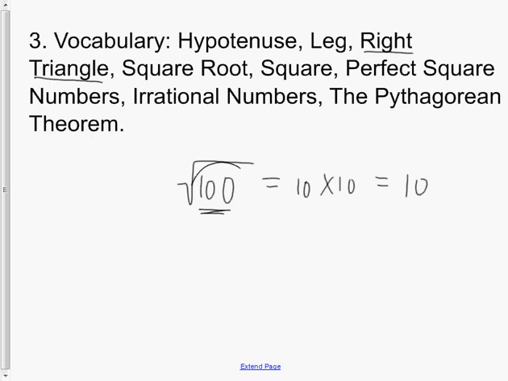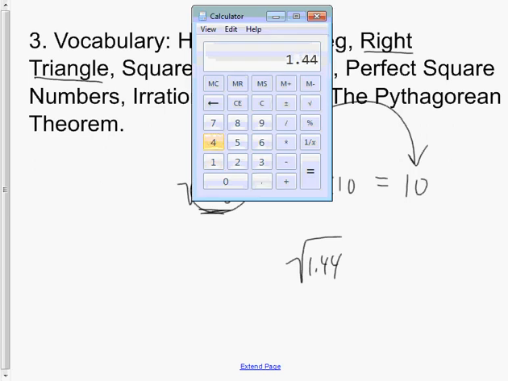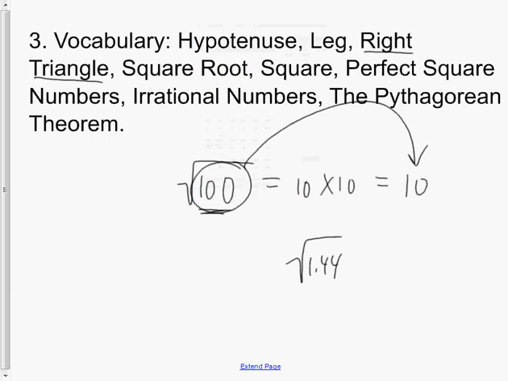A perfect square is any number that when you take the square root gives you a terminating whole number answer. Okay, I guess that's not true either, because it could be the square root of 1.44, and if I take the square root of 1.44, you get 1.2. So I guess we're going to look at perfect squares as being when you take the square root, they give you a terminating answer, either a terminating decimal or a whole number answer.